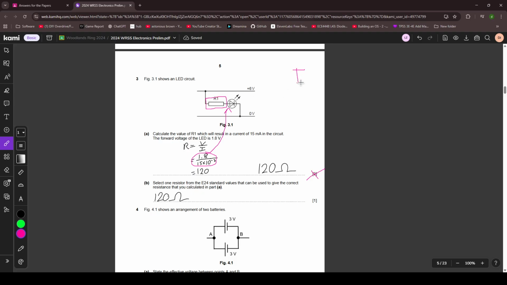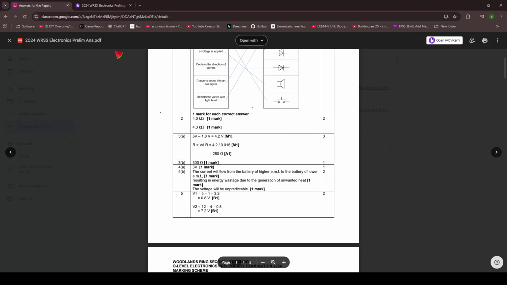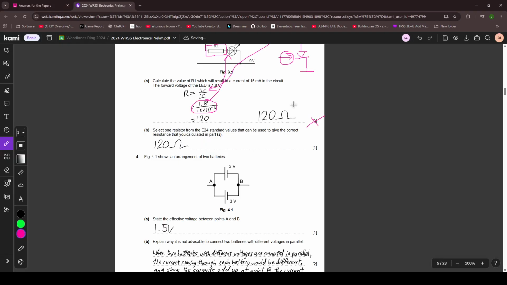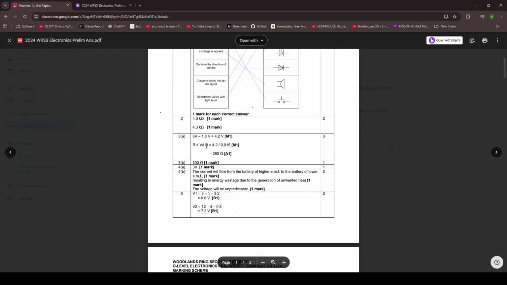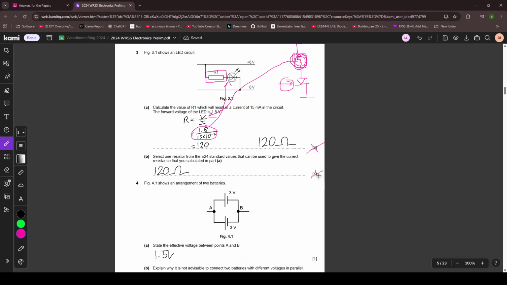We can use KVL to do that because we know that 6 volts has to be equal to the voltage at the resistor and the voltage of the LED. Since we know the voltage of the LED, we can just take this minus this to get the voltage across this resistor. Using this voltage, we can plug it back into the equation, and then you will get 280. So because of that, you get 0 marks here. Select one resistor. Okay, and then this is just wrong. Do they give ECF? No. That's just gone.